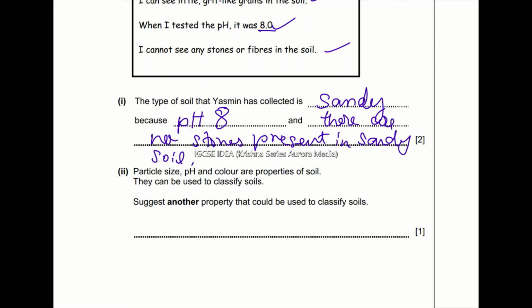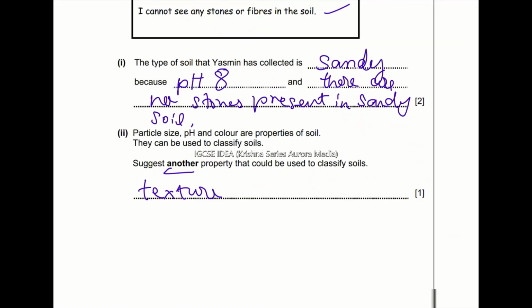Question 2. Particle size, pH, and color are properties of soil. They can be used to classify soils. Suggest another property that could be used to classify soils. Okay. There are many ways, but I would suggest texture. Yes, texture.